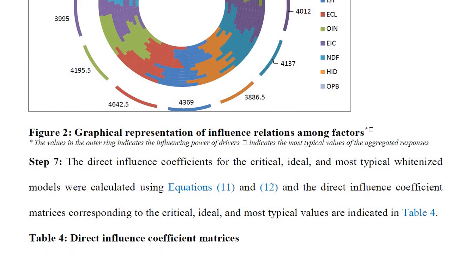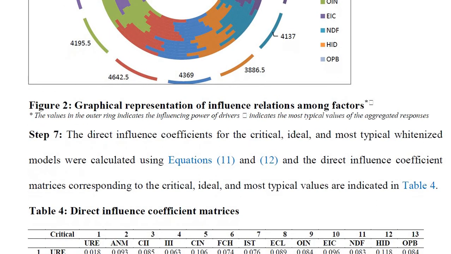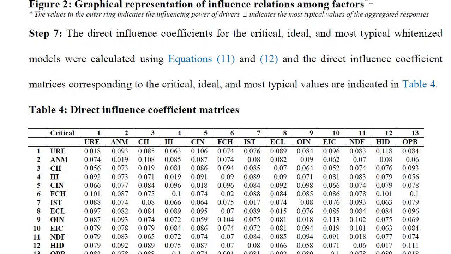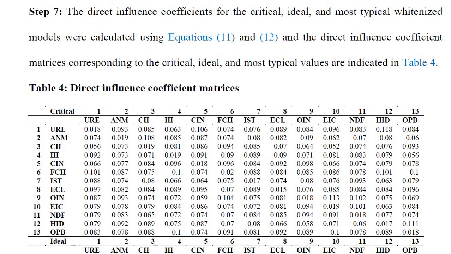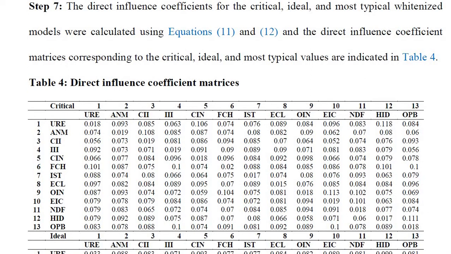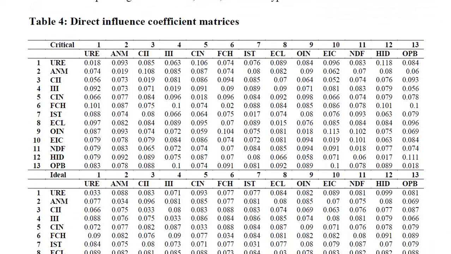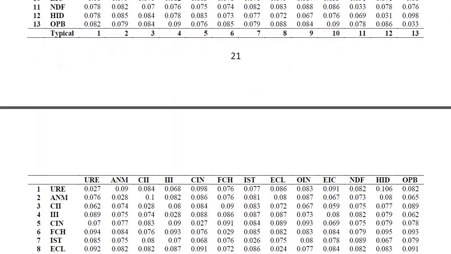Now we have to calculate the direct influence coefficient, right? So we can put it into the equation, and you can solve it for the direct influence coefficient matrix. The only thing is that there are 3 sets of values. So 13 factors are there: 13 row-wise and 13 column-wise we have to plot, and all the responses we are converting into the direct influence coefficient matrix. Okay, now what is the next step? Every time there will be 3 sets of matrices. One is the matrix corresponding to the critical values, the second is the matrix corresponding to the ideal values, and the third is the most typical values. So 3 matrices are there.